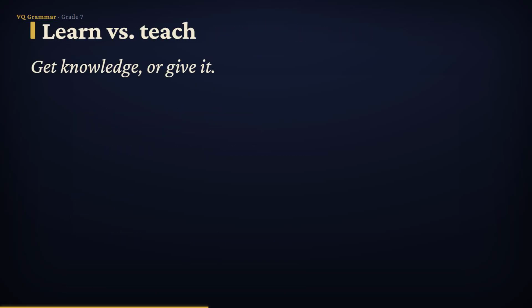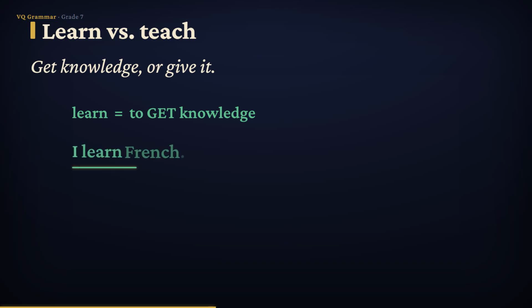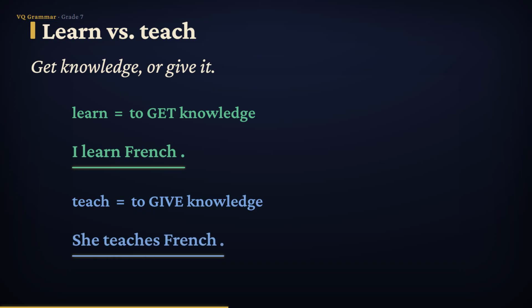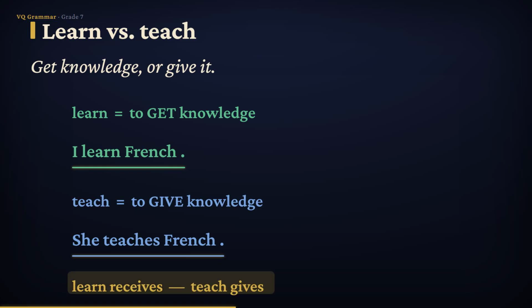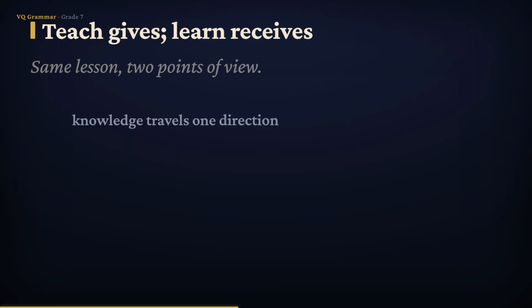Now learn and teach. To learn means to get knowledge. You take it in for yourself. For example, I learned French. I am the one gaining the skill. To teach means to give knowledge. You pass it to someone else. For example, she teaches French. She hands the skill to her students. So learn receives, while teach gives.